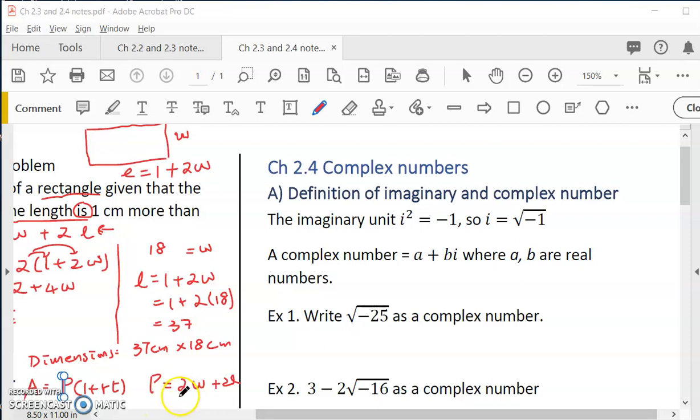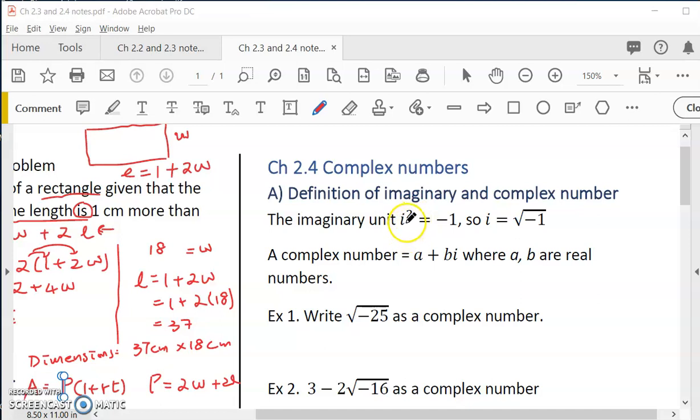Hi, college algebra student. This video is for chapter 2.4, complex numbers. It's a shorter section, so it's devoted to a particular type of number called complex numbers. The beginning of complex numbers begins with the introduction of a number called the imaginary unit, i.